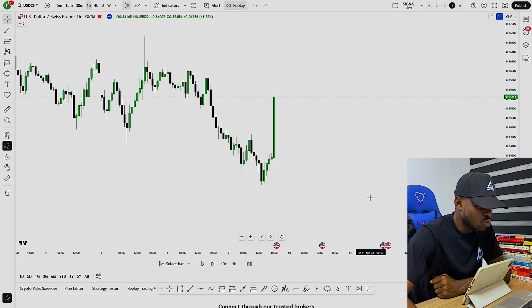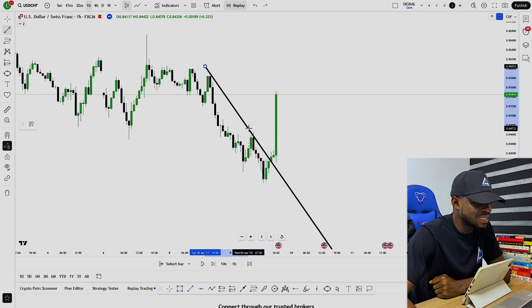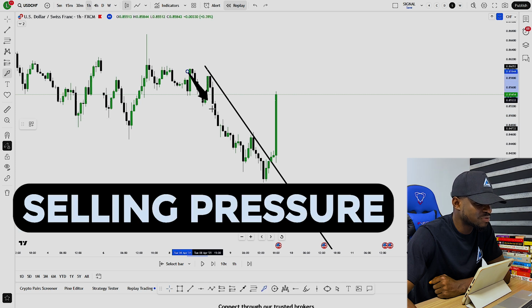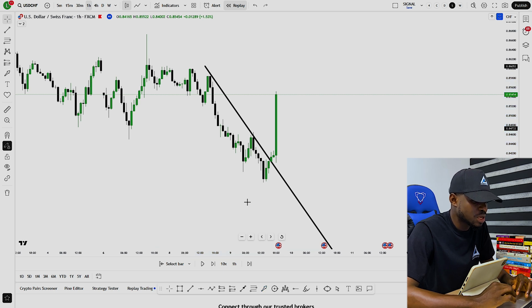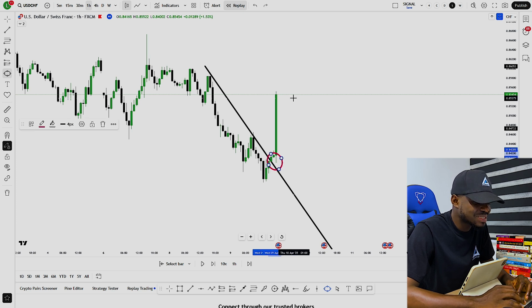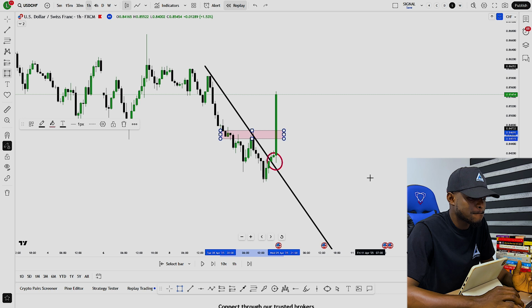Looking at the price action right now on USD CHF, the price action invalidated this long-term downtrend line because there was massive selling pressure to the downside around the zone, whereby sellers were dominating the market. But at some point in time, the buyers invalidated this downtrend line to the upper side, and they also invalidated the last lower high during this downtrend market.